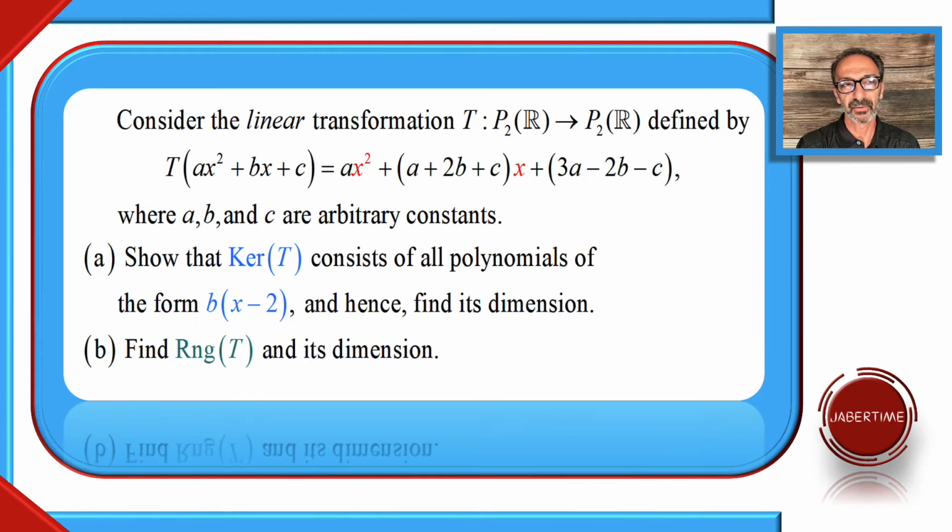This problem here says: consider the linear transformation from P2 to P2 defined as follows, where A and B and C are arbitrary constants, scalars. We need to show that the kernel consists of all polynomials of the form b multiplied by x minus 2, and hence find the dimension, find the range and its dimension. Let's get started.